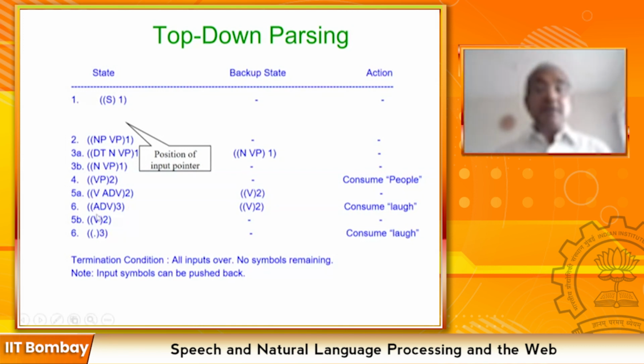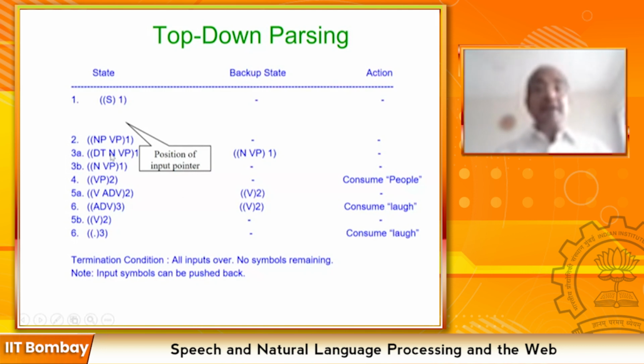And now if we trace back the pointers through the stack, we will be able to get the parse tree for people laugh, where NP is people and VP is laugh. So that's how the parsing gets over. This is top-down parsing, very elegant and very easy to code also, because every non-terminal becomes a function and it calls other non-terminals as functions from within its body. This is a recursive descent parser.